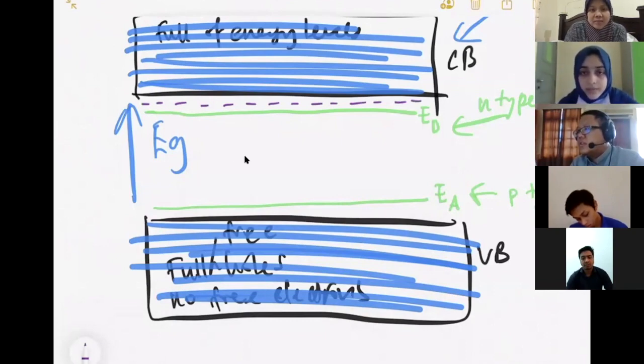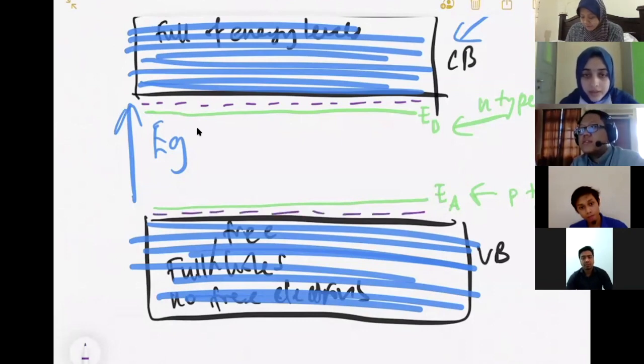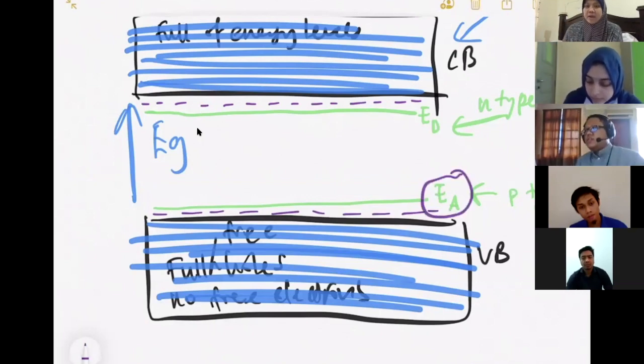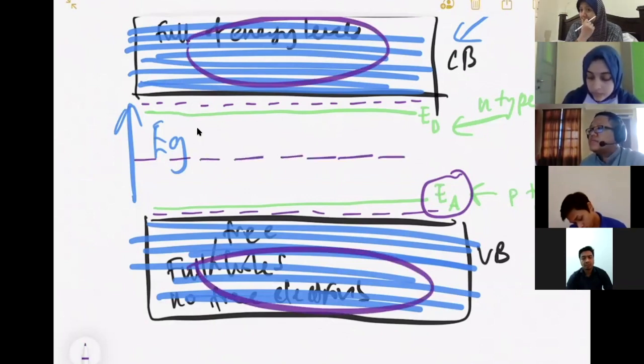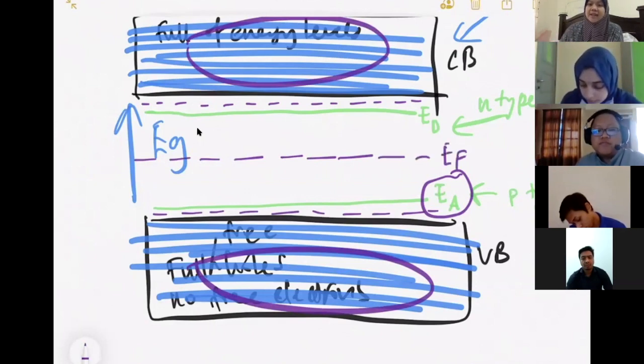So if it's P-type, the Fermi level is in between. It's always 50%, in the middle of the energy level of the acceptor atom and the valence band. If it's intrinsic, because intrinsic you only have the conduction band and the valence band, there's no other energy level. So for intrinsic, the Fermi level is exactly in the middle.